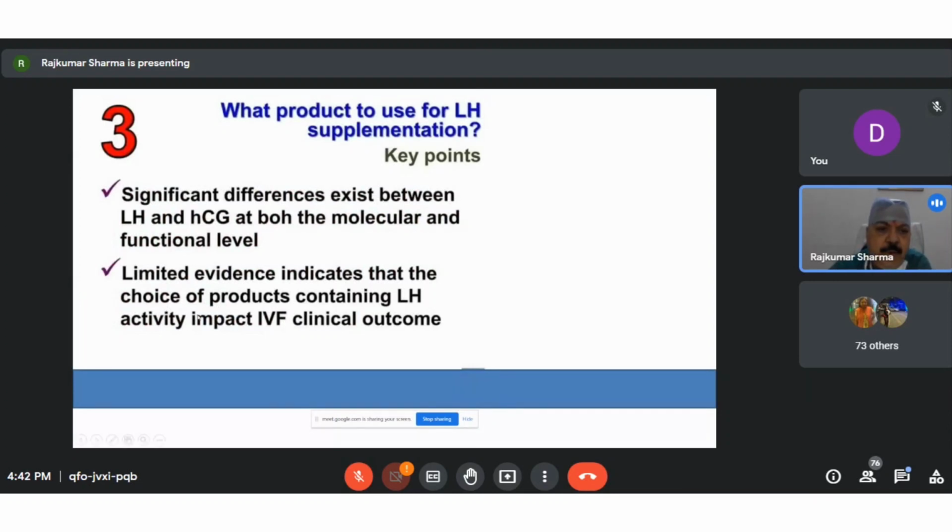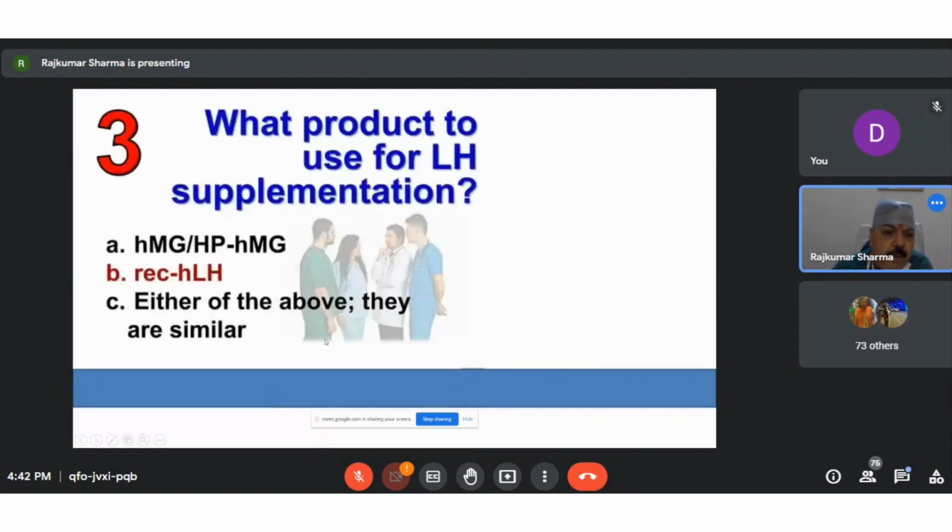Though there are significant differences between LH and hCG at both the molecular and the functional level, at present there is limited evidence which indicates that the choice of product containing LH activity impacts the IVF clinical outcome. So recombinant LH would be a better choice for LH supplementation rather than giving HMG or highly purified HMG to these patients, to get a better number of eggs, better implantation rate, and better pregnancy rate.